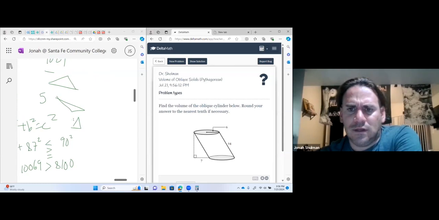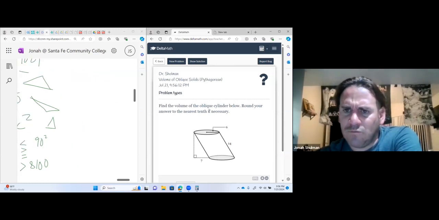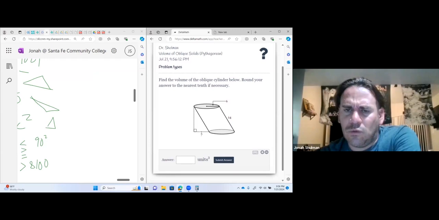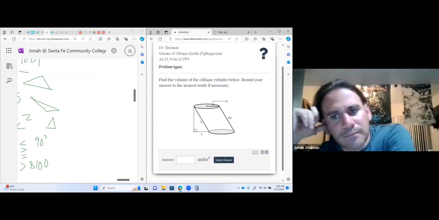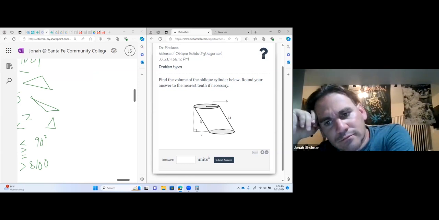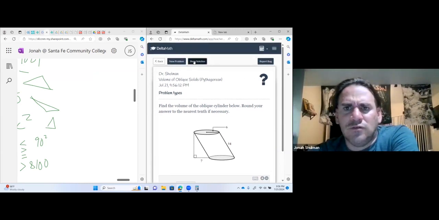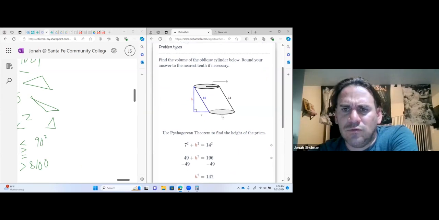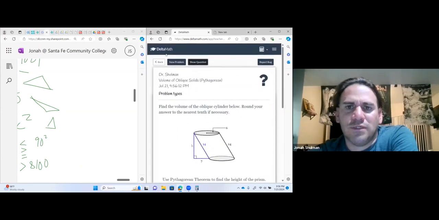All right. Here we have the volume of the oblique cylinder below. That's 7. This is 14. I believe it has to match. So we want to find the volume. Let's see how to do this. I think this one's too hard for you. That's what I thought. 14, boom, boom. We find the height, and then we do the formula. I knew it.